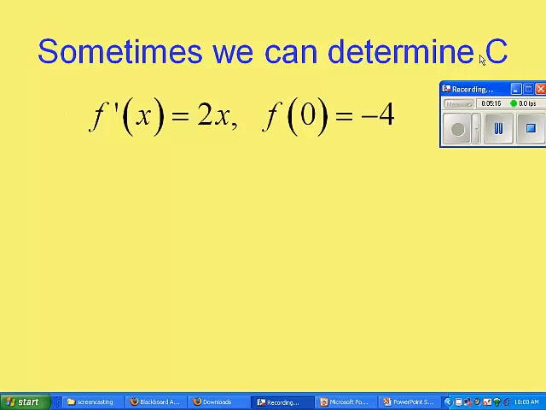Now sometimes you can actually figure out what c is in a certain problem. I want to bring that up because we're going to use that in the upcoming applications. So suppose I tell you something about the derivative. I tell you f prime of x is 2x. And then I give you this other little fact, f of 0 is -4. My question is, can you tell me what f of x is?